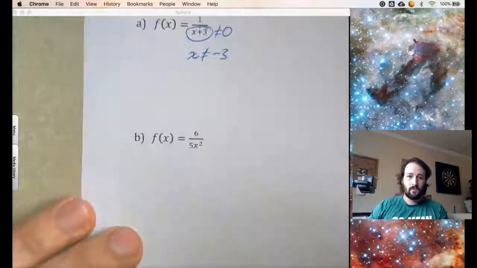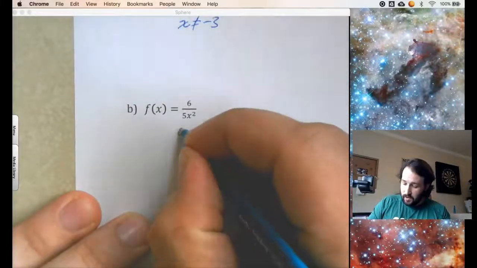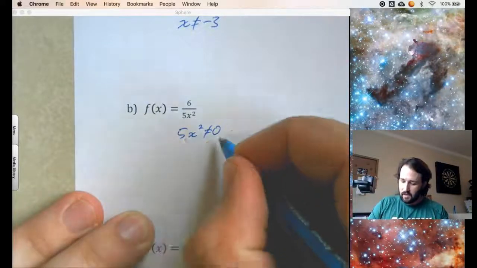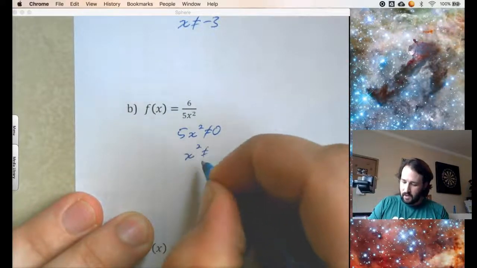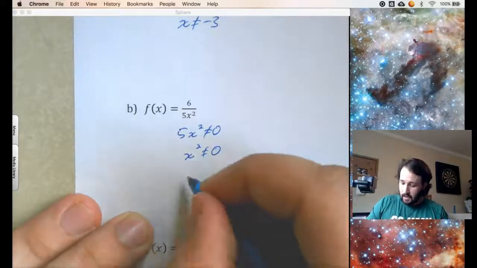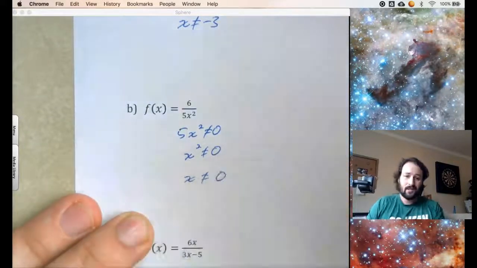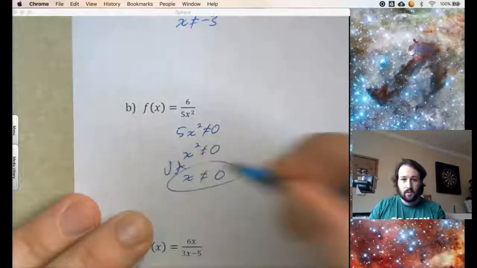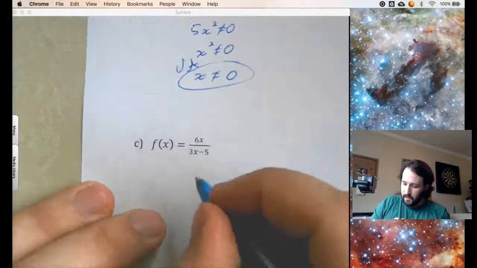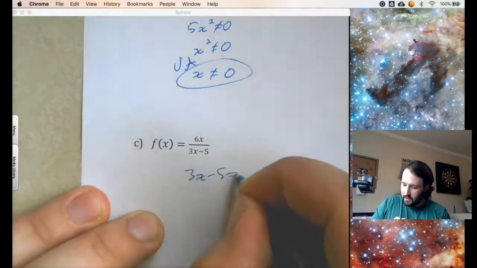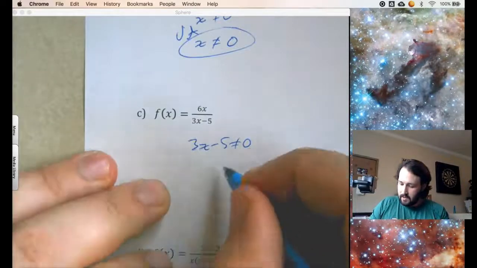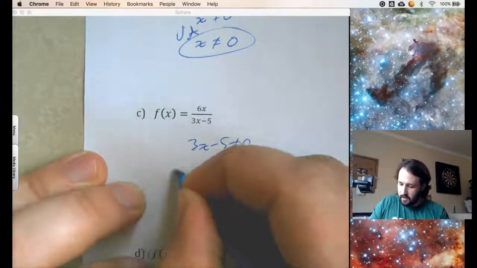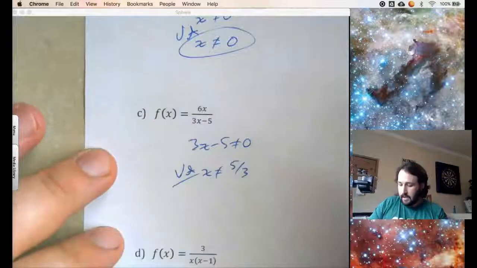All right, so for the next vertical asymptote, it's when 5x squared cannot be equal to 0. So if I solve for x, if I divide by 5, then that would give me x squared cannot be 0. If I take the square root, x cannot be plus or minus 0, which is just 0. So there would be the vertical asymptote for that one. Next one, 3x minus 5 cannot be equal to 0. So if I add the 5, divide by 3, x cannot be 5 over 3. That is our vertical asymptote.